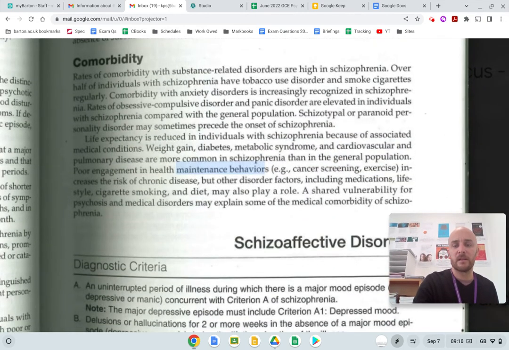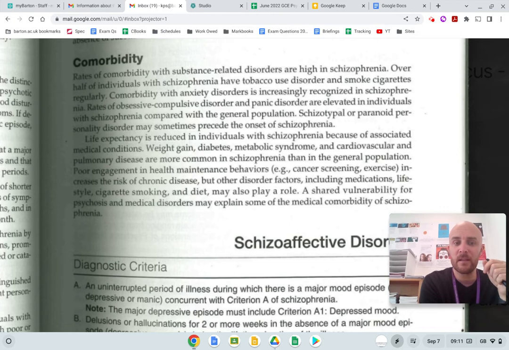A few more things. Comorbidity, right? This is what I also want to talk about because this is going to lead nicely into the next lesson. Rates of comorbidity. So what do we mean by comorbidity? What disorders are commonly suffered alongside schizophrenia? Substance abuse is really high in schizophrenia. So people suffer drug abuse as a result of or because of or whatever, but they suffer it alongside schizophrenia. Over half of individuals smoke. Comorbidity with anxiety disorders is increasingly recognized in schizophrenia. Rates of OCD and panic disorder are elevated.